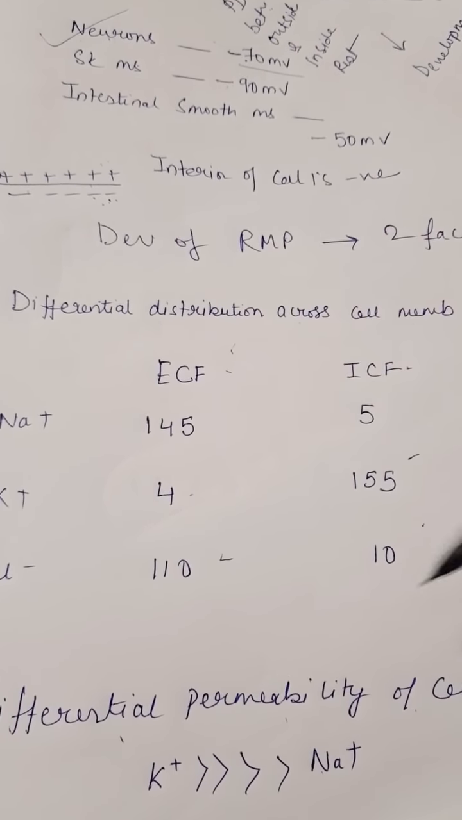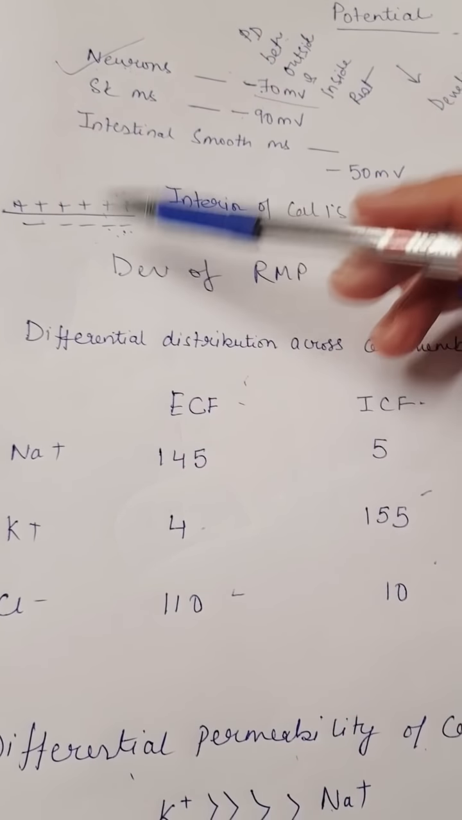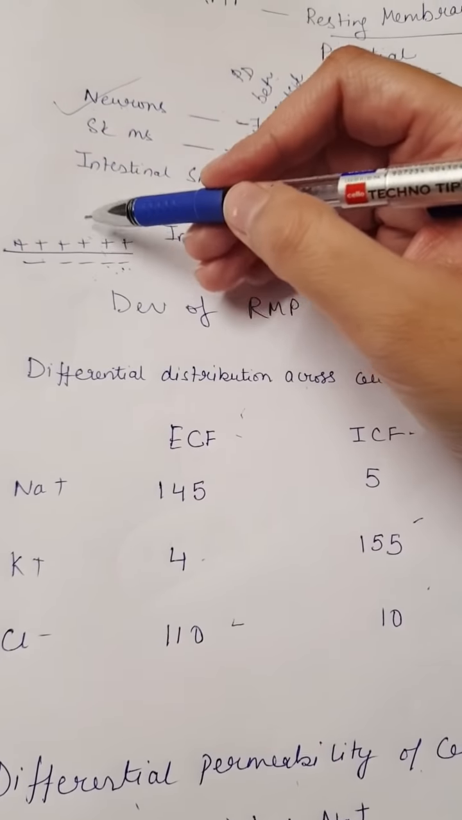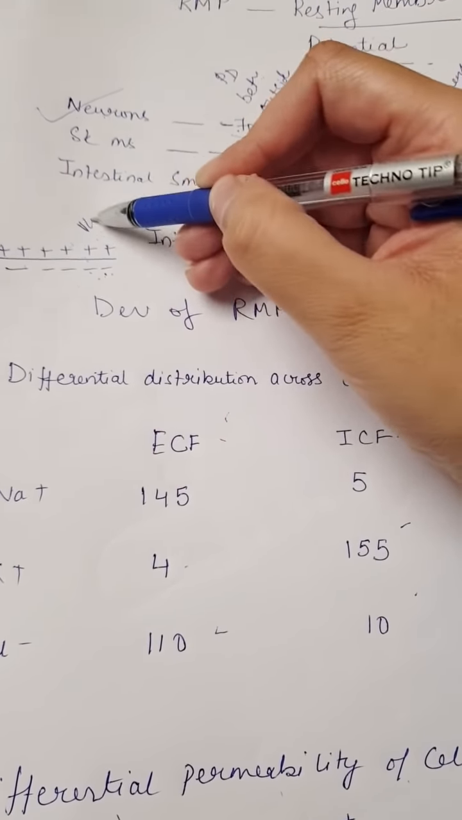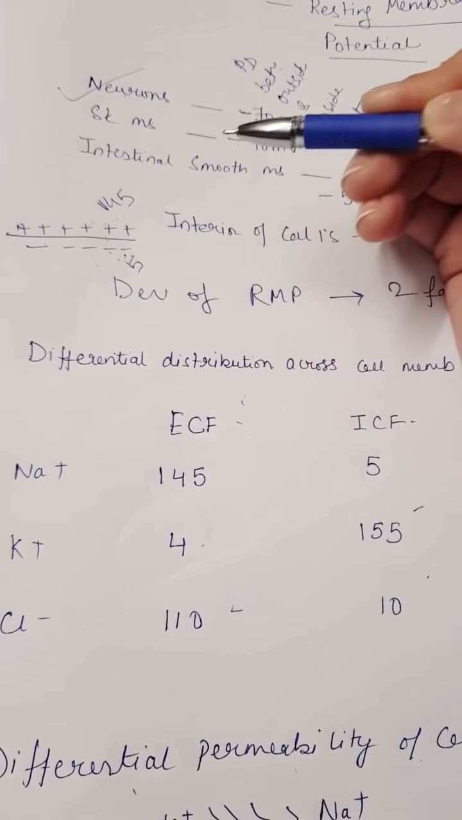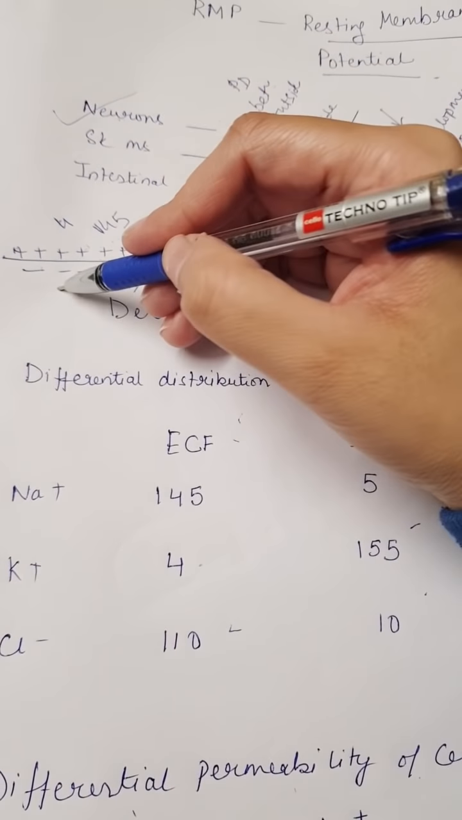So you see on the different sides of the membrane, the ions are distributed differently. Here sodium outside is 145 and inside sodium is 5. Potassium outside is 4 while inside it is 155.